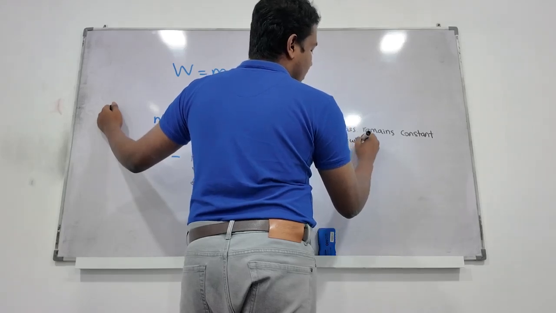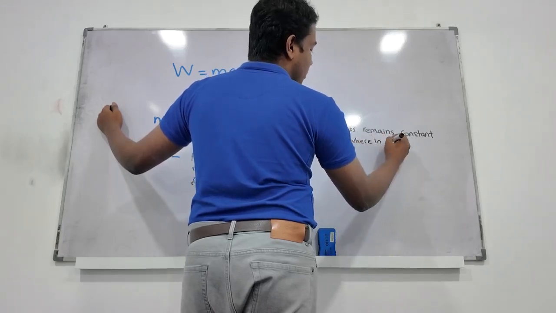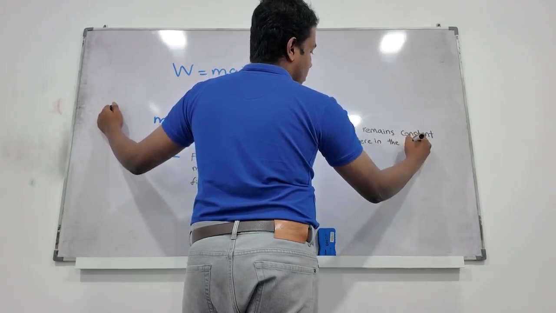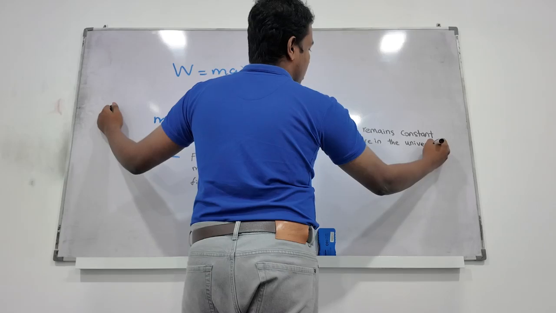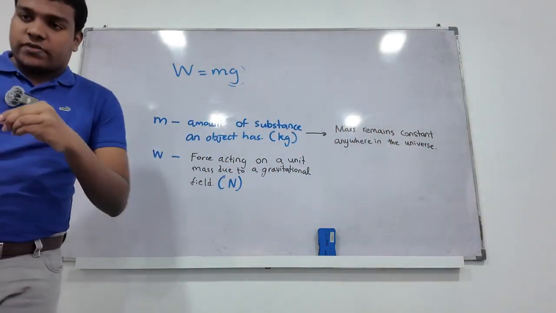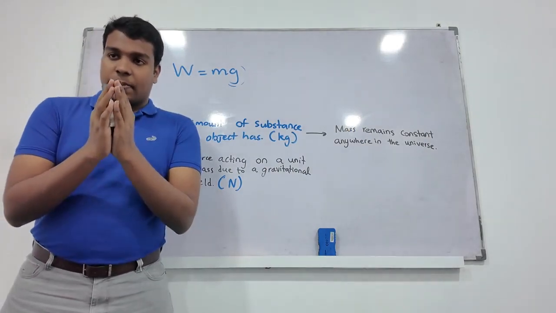Mass remains constant anywhere in the universe. That means wherever the planet is, mass doesn't change. So I told you, mass means the amount of substance an object has. The amount of substance an object has is dependent on its volume.